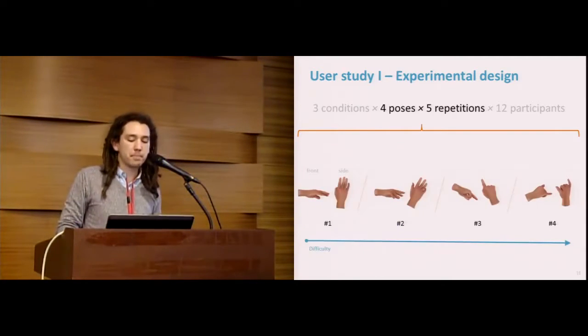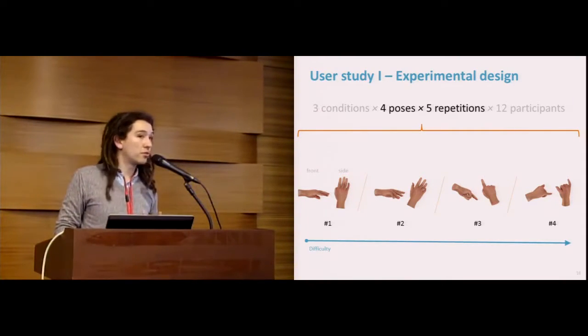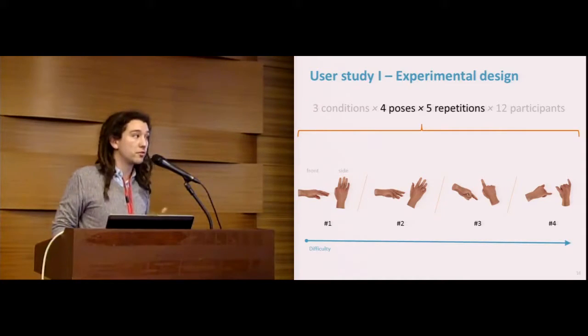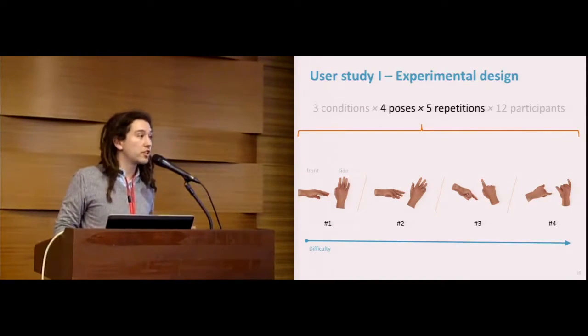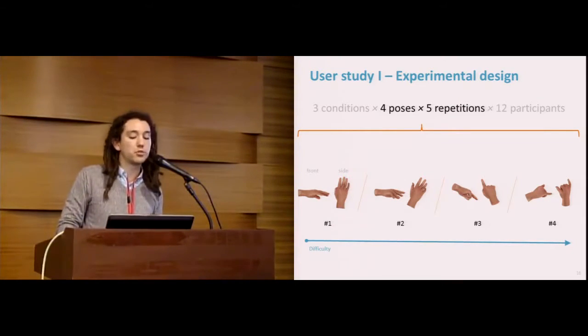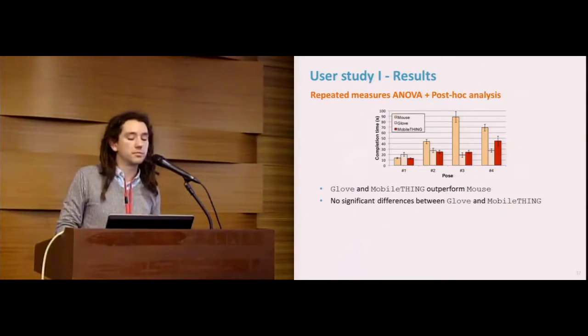We asked participants to reproduce 4 different poses, and they were always presented in the same order of increasing complexity. So for reference, the first one only required the flexion of a single finger, and the last one was more complex. It required to translate, rotate, and flex different fingers to different degrees. And we had 12 participants.